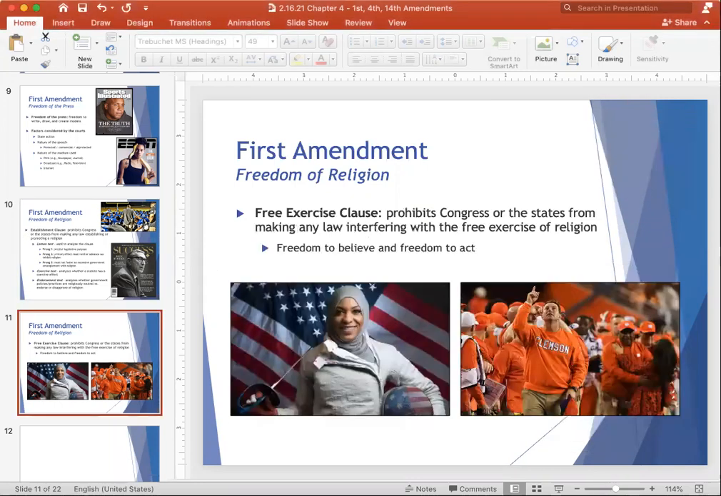The other clause within the First Amendment that pertains to freedom of religion is the Free Exercise Clause. This focuses on the freedom to believe and the freedom to act for all individual citizens. In this case, it prohibits state actors from making any law, rule, or policy that interferes with your freedom to exercise your religion. So they cannot interfere with your religious beliefs unless the general application of this law, rule, or policy has a non-religious purpose.